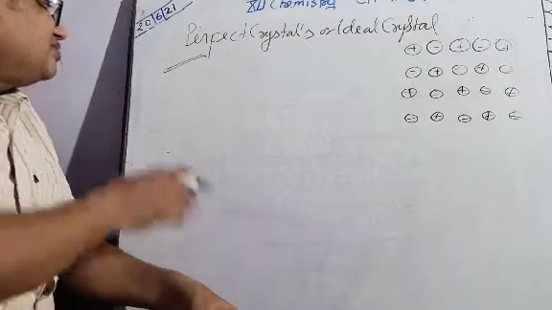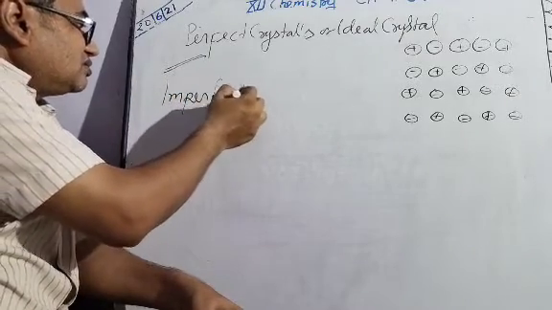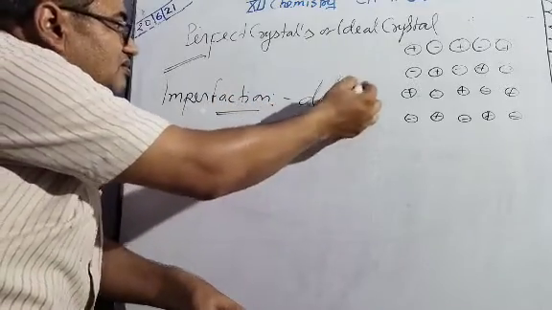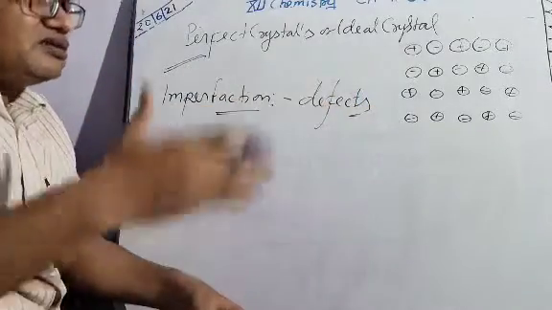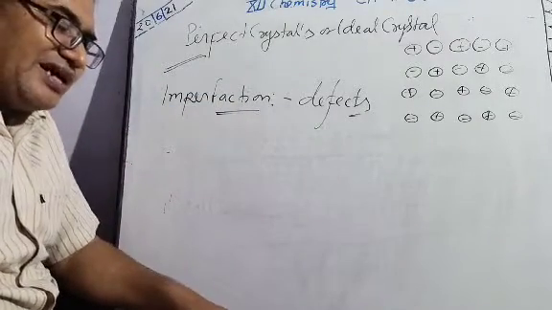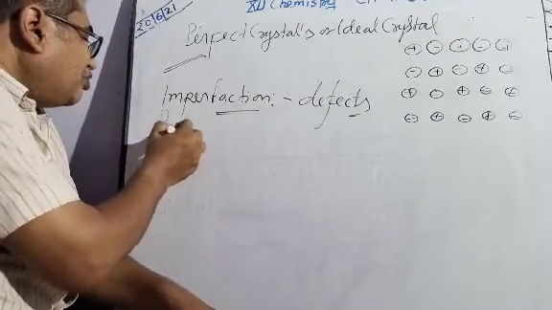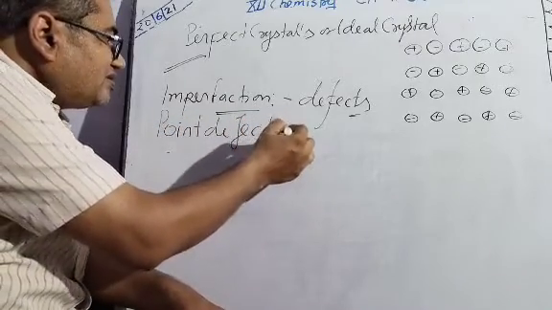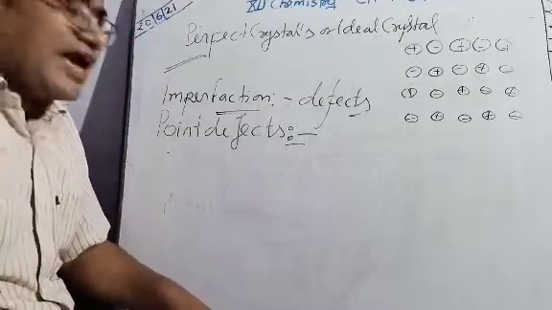Imperfection means whenever we heat, some defects occur. Defect means any atom or ion is misplaced from its particular area or point. That is known as a defect. These defects are also known as point defects. Okay, so these point defects are of three types.